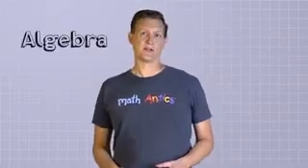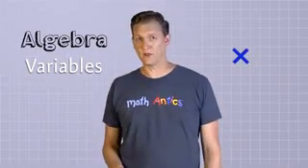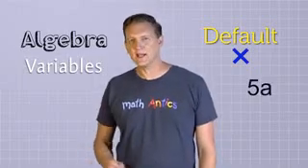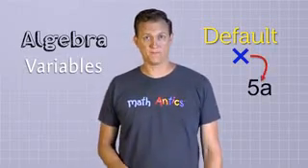Okay, so we've learned that algebra is a lot like arithmetic, but it involves unknown values or variables that we need to solve for. And we learned that in algebra, the multiplication sign is usually not shown because it's the default operation. You can just assume that two things right next to each other are being multiplied.